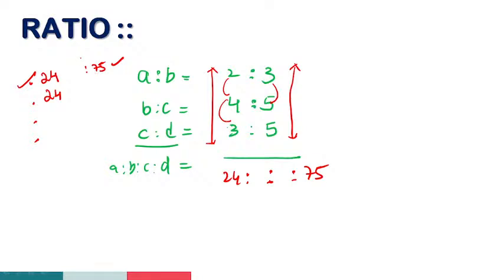Okay, right. And next find out the B value. So 3 into 4 into 3, 3 4s are 12, 12 3s are 36. That is the B value. If you want to find out the C value, multiply 3 into 5 into 3, 3 5s are 15, 15 3s are 45. Any cancellation, cancel it, otherwise that is the final answer. 24 is to 36 is to 45 is to 75.